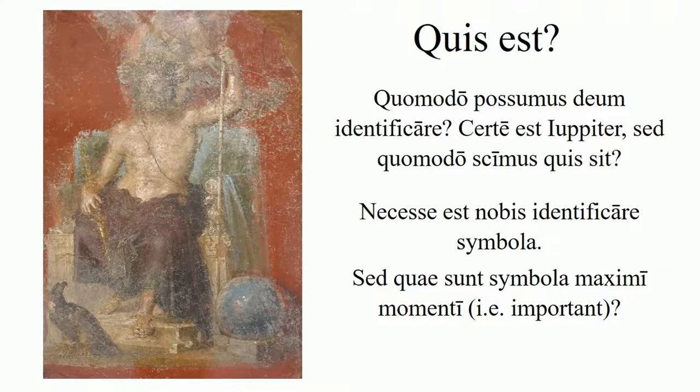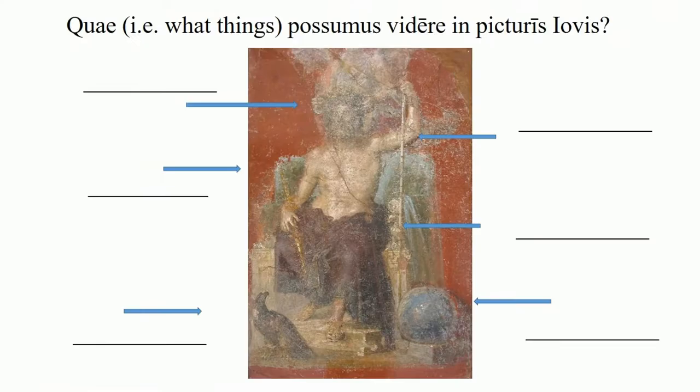And maximi momenti would be an authentic way for the Romans to say that something is important. So quae sunt symbola maximi momenti Iovis? Quae possumus videre in picturis Iovis? Saepe, possumus identificare Iovem si possumus invenire plus minus six things. See if you can identify what are some of the six things that you will be looking for when you see a pictura Iovis. How many can you name?